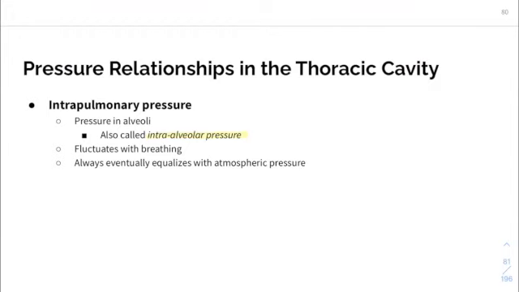And when we're at rest, we're not inhaling or exhaling. That is when the pressure in our lungs is exactly equal to atmospheric pressure.